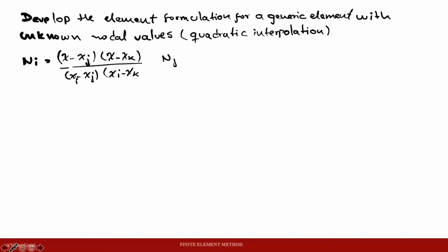At node k, we have that Nk is x minus xj, x minus xi, all over xk minus xj over xk minus xi.